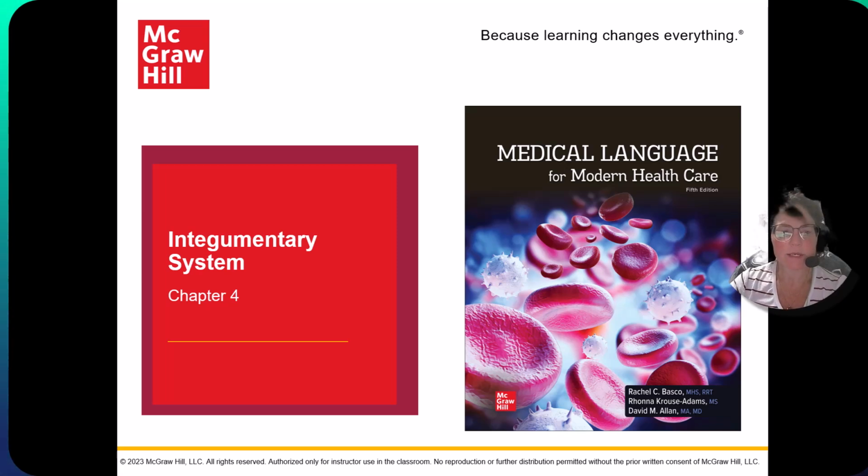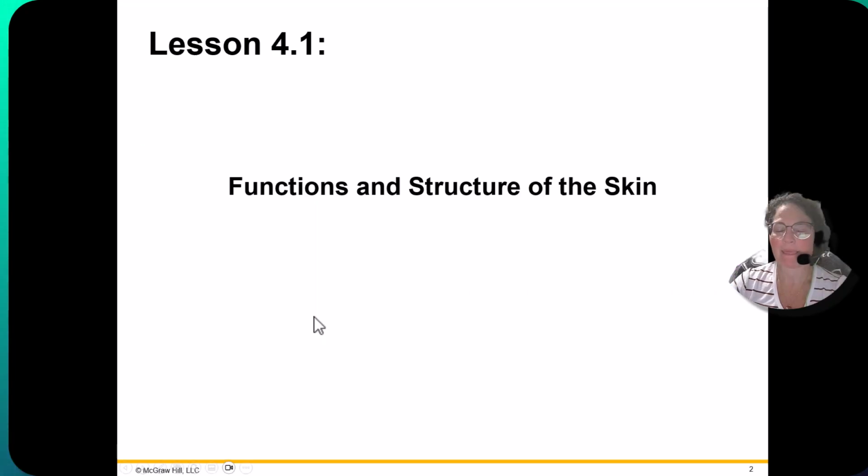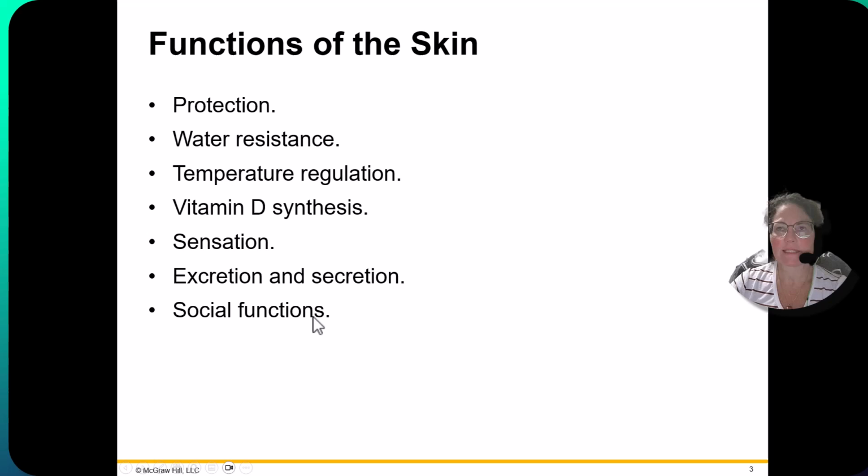Hello, students. Now we enter chapter 4 of our textbook. And this is the first chapter where we get into the body systems. So we're going to talk about the integumentary system, otherwise known as the skin. Functions and structures of the skin. Make sure you know these.